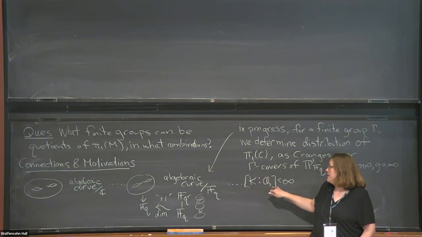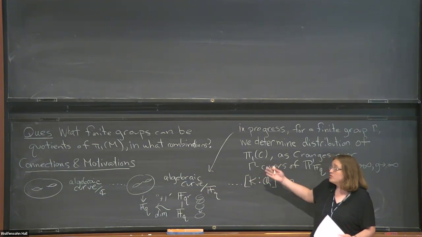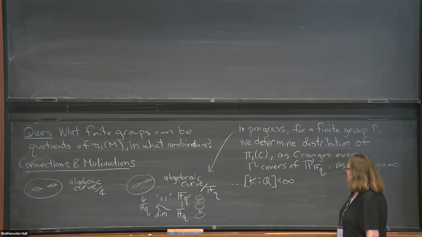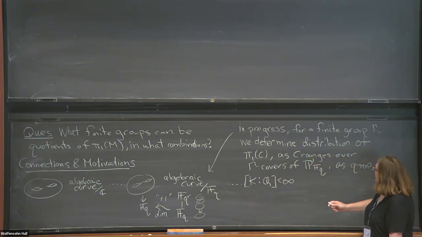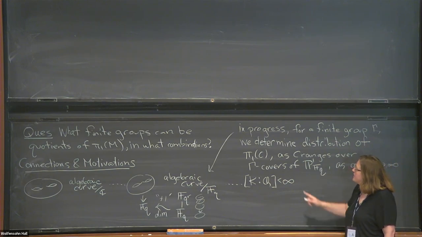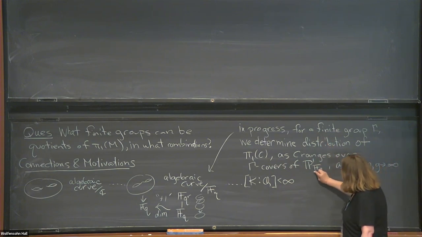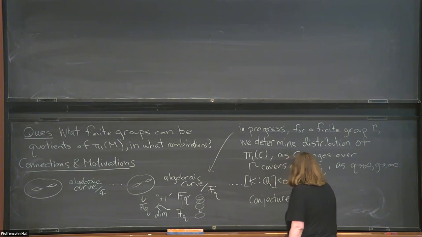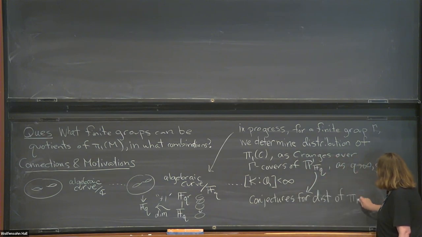But also, again, number fields, their étale cohomology has a three-dimensional analog of Poincaré duality. So they also, in a certain cohomological way, behave like 3-manifolds. And so they're also part of this connection and motivation. And so part of our interest in trying to understand the distribution of these fundamental groups of algebraic curves over FQ was so that it would lead to conjectures for the distribution of the fundamental groups here.